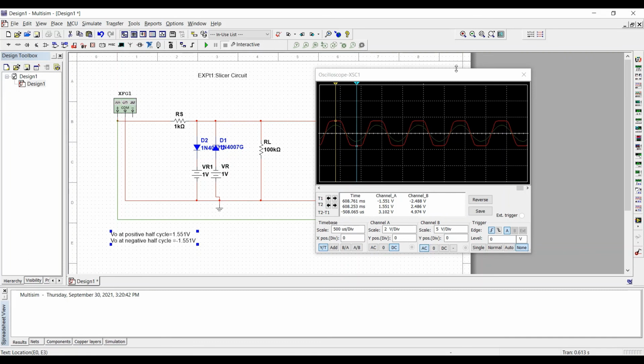I hope this video has helped you to understand the implementation of clipper circuits in Multisim, and I hope the remaining circuits, that is bias positive clipper, negative clipper, you will be able to do it.